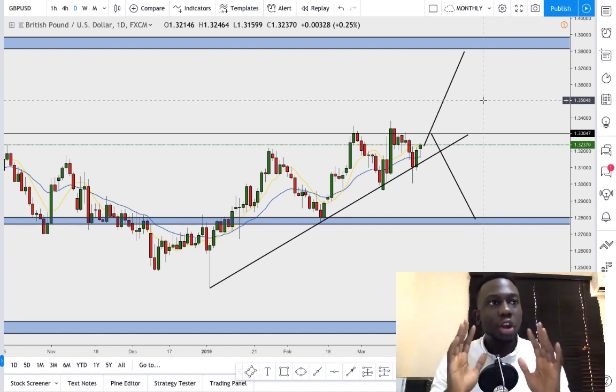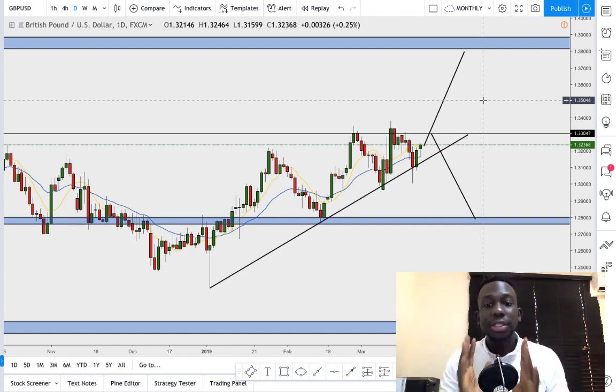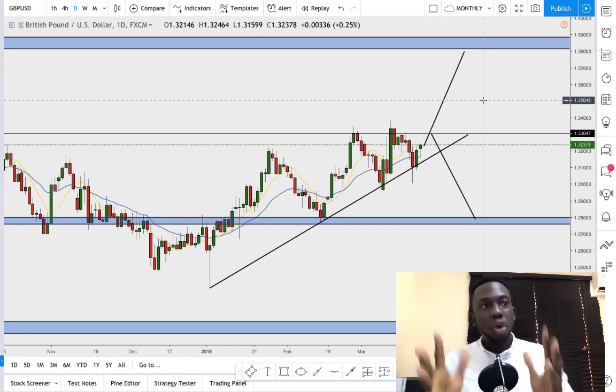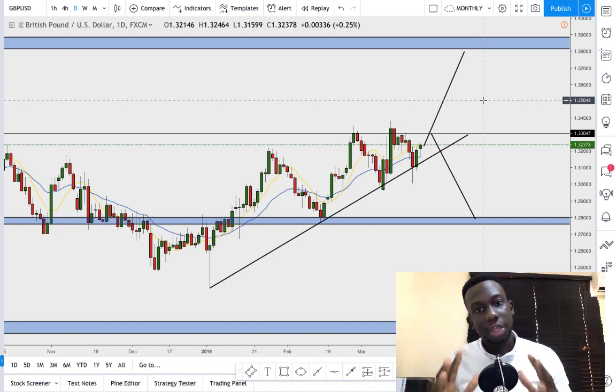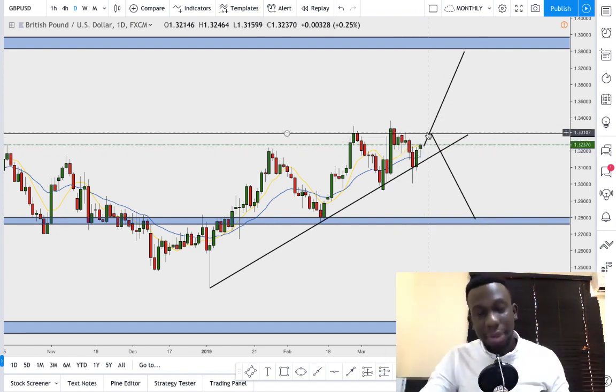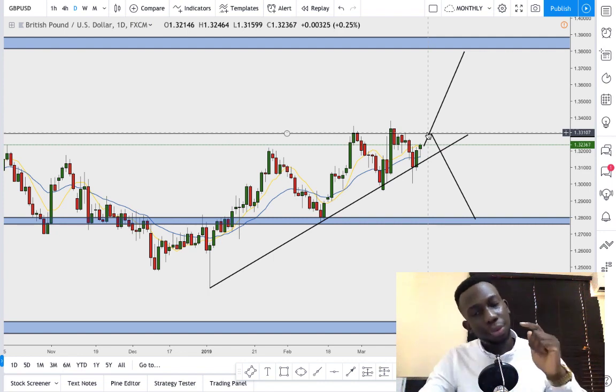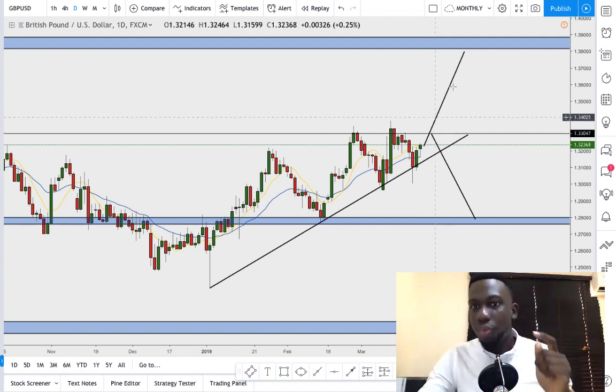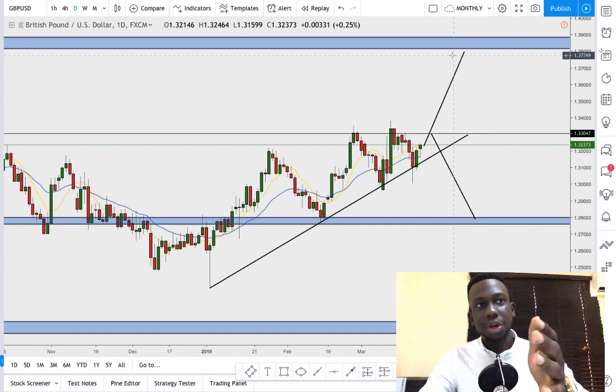So I'm not exactly calling any trade at the moment for GBP/USD. This is something where we need to sit back and watch what happens within the next coming days. Very important: if we break this level, I'll say that again, if we break 1.33107, we're going to take off all the way to the upside.